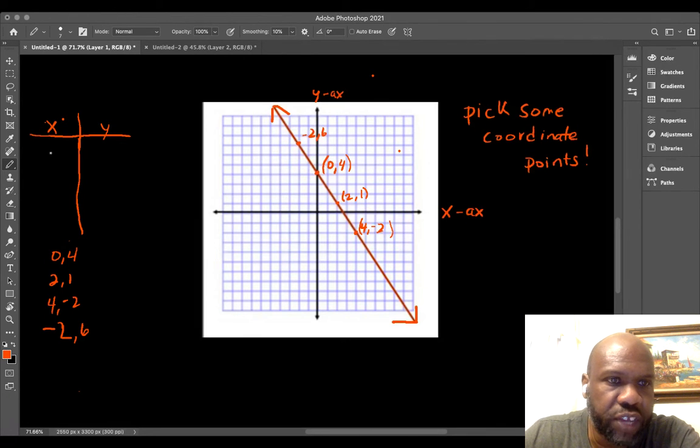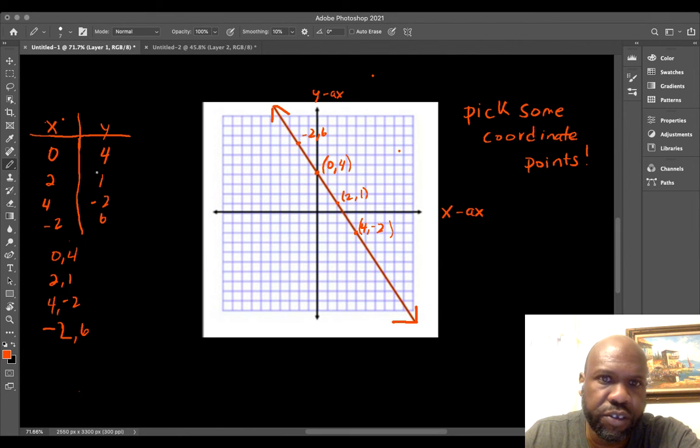So basically what we're saying is that if we plug in a value of 0 into the equation, the output is going to be 4. If we plug in 2 into the equation, the output is going to be 1. If we plug in 4, the output's going to be negative 2. And if we plug in negative 2, 6 is going to be the output. Later on we'll start looking at this table and see if we can determine a pattern, and once we determine a pattern, we can take that and actually make the equation off that.